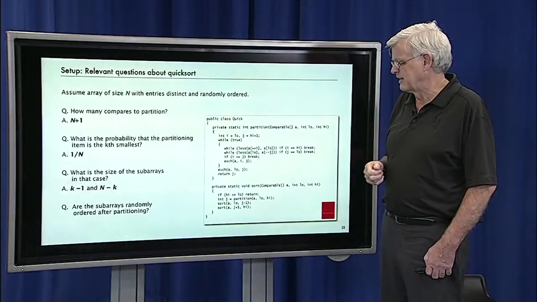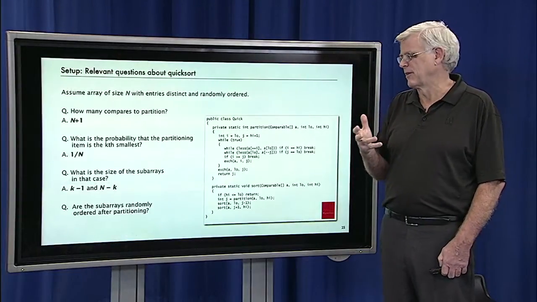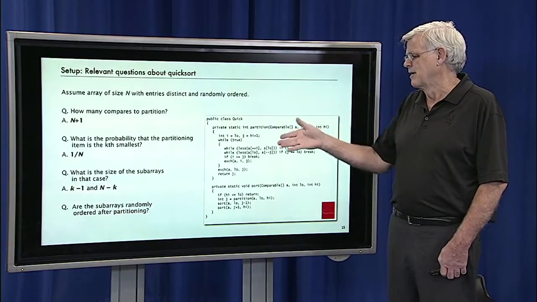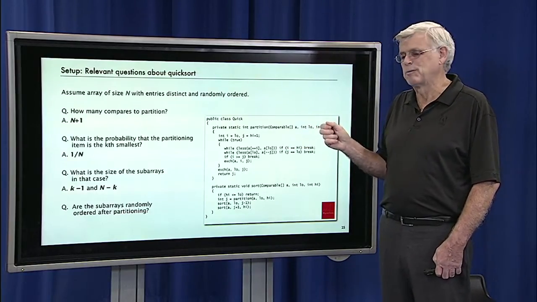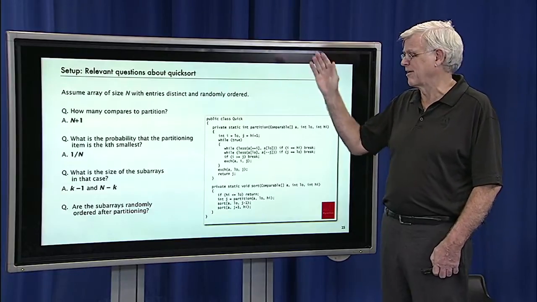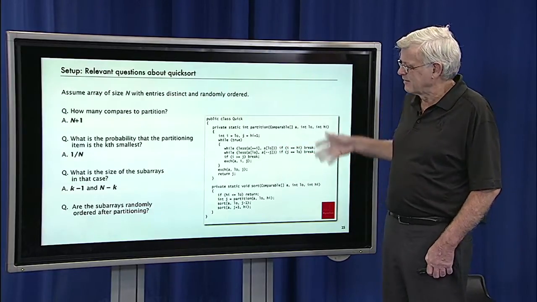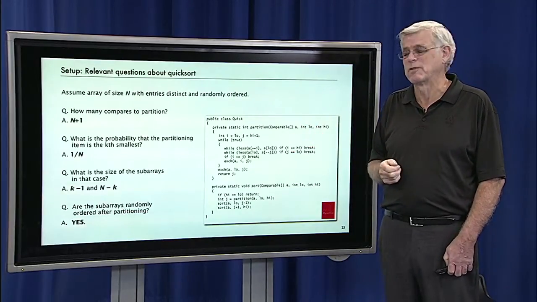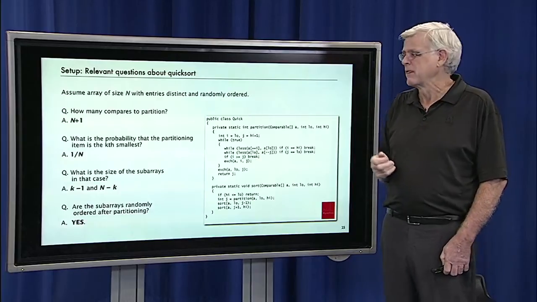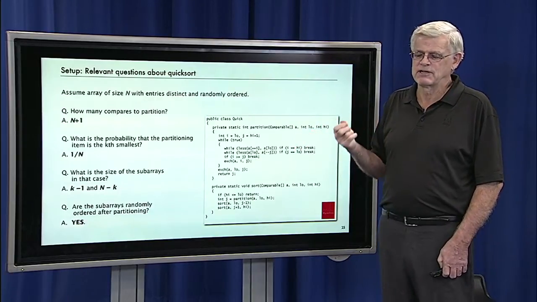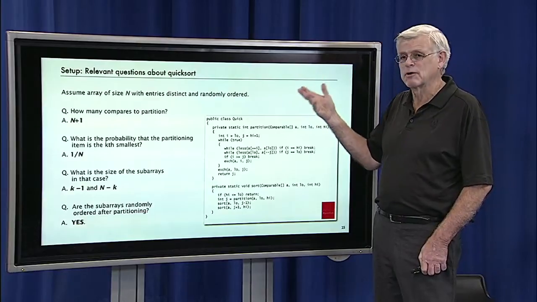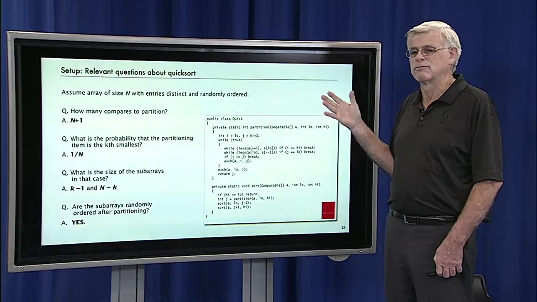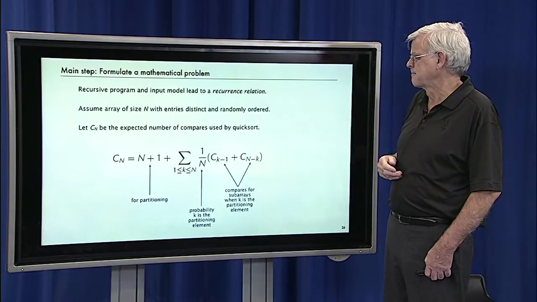And then there's another detail that takes a little bit of thought, and it was a problem in older implementations. You need the subarrays to be randomly ordered afterwards, if they were randomly ordered before. This implementation doesn't do anything that would disturb that, so the answer is yes. So with these questions, we can transfer the problem of counting the number of compares needed by quicksort to a pure mathematical formulation of the problem.